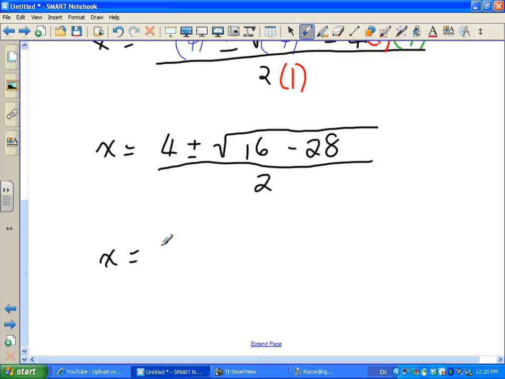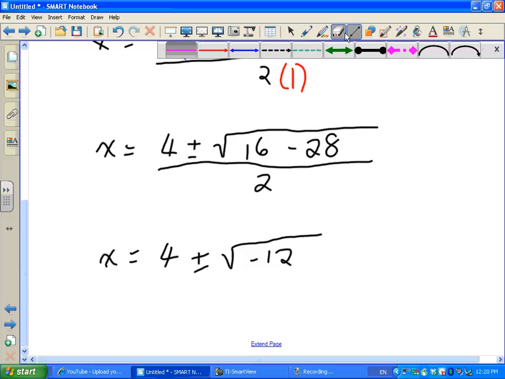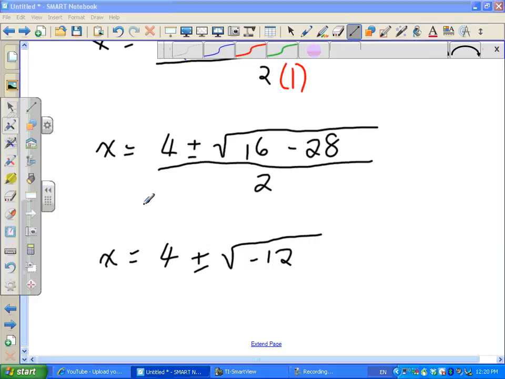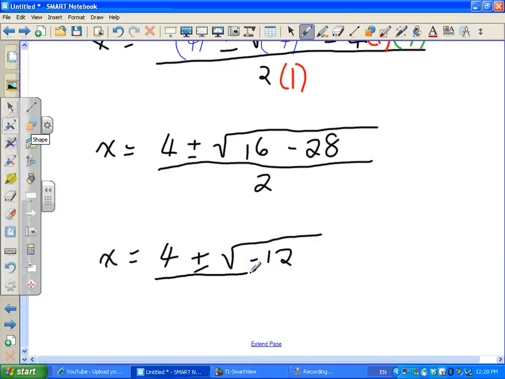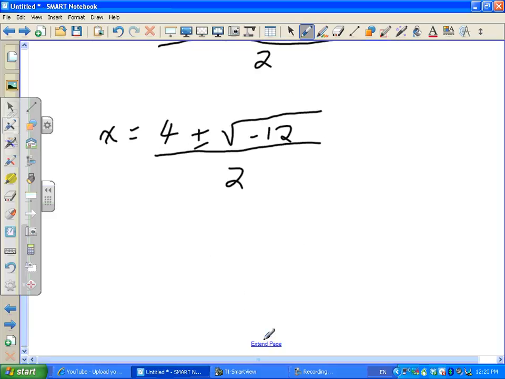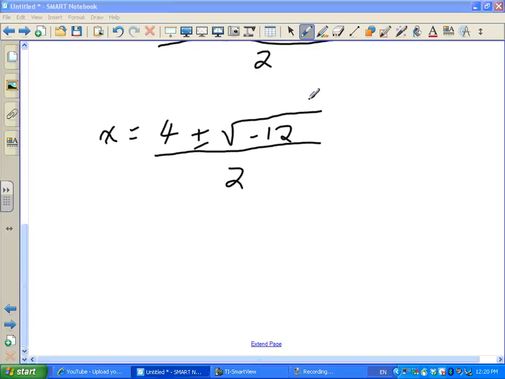Okay. I'm going to keep going. X equals 4 plus or minus. I'm going to simplify inside the square root. 16 minus 28 is -12. Be a little easier if I just do a solid black line. There you go. And finally, our next step, like we said, was to find the square root.